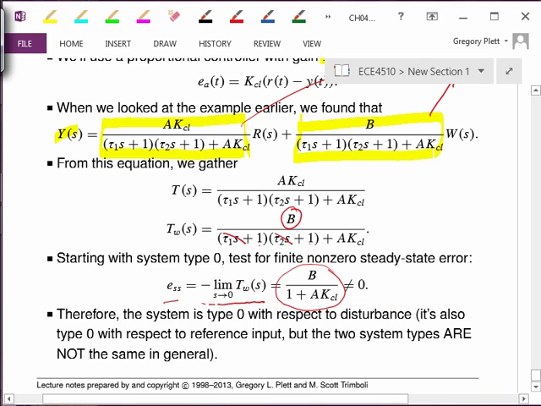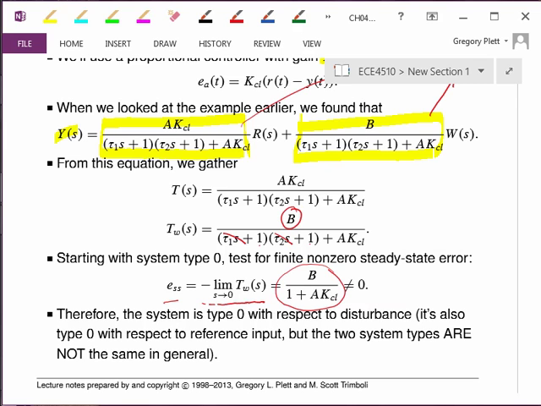It turned out in this case it was also type 0 with respect to the reference input, but the two system types are not generally the same. It's possible to have a system that is maybe type 1 with respect to the reference input and type 0 with respect to the disturbance input, and so you can't just say one is the same as the other.